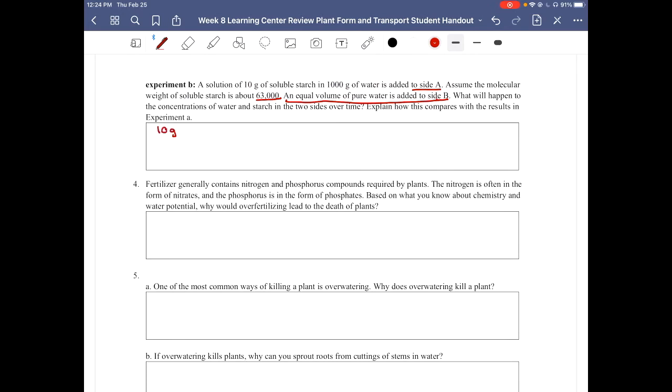So again, there's 10 grams of starch in 1,000 grams of water. And they're giving us the molecular weight. So like last time, we're going to divide the 10 by the molecular weight, which is in grams per mole. So that gives us 0.00016 moles per 1,000 grams of water.